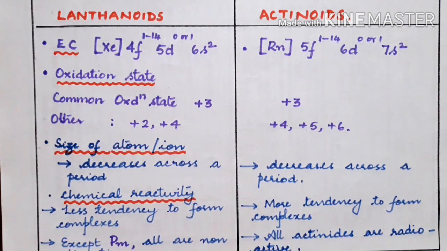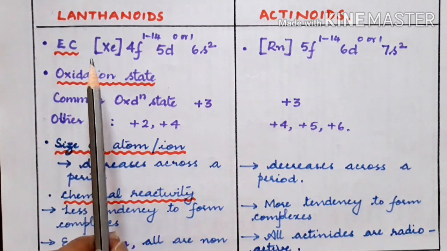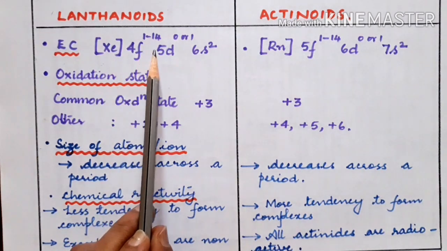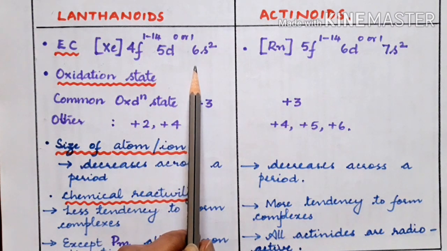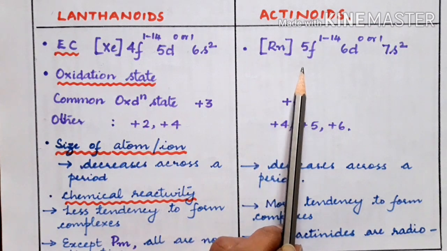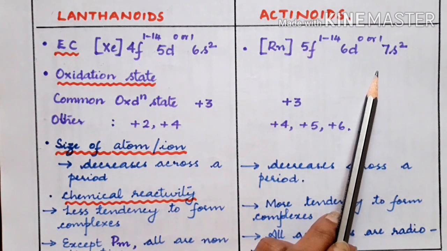Today we shall discuss lanthanoids and actinoids, and their comparison. The electronic configuration of lanthanoids is given by xenon 4f1 to 14, 5d0 or 1, 6s2. Whereas in actinides it is radon 5f1 to 14, 6d0 or 1, 7s2.